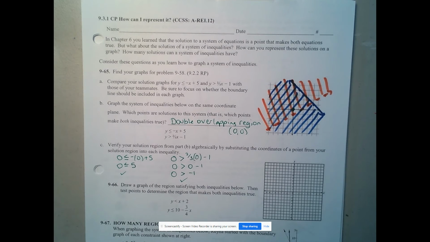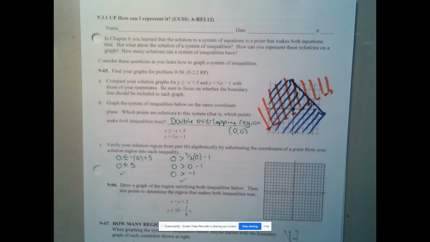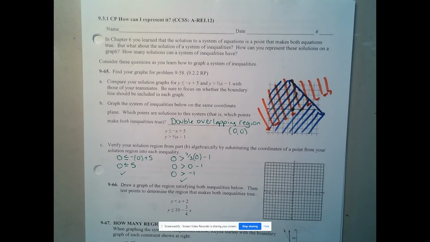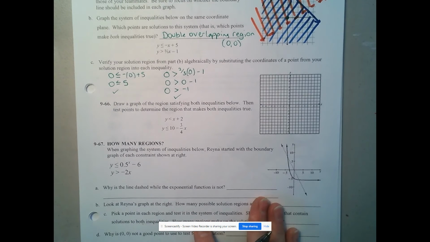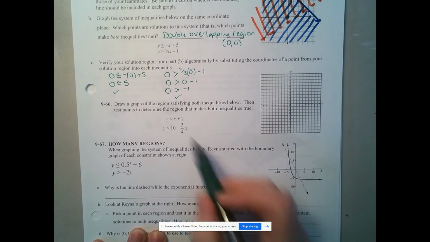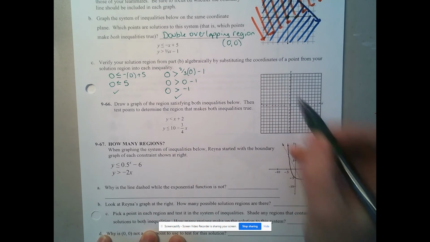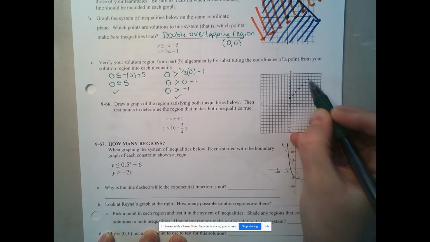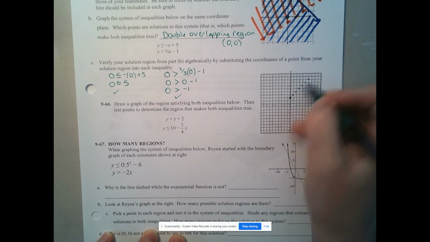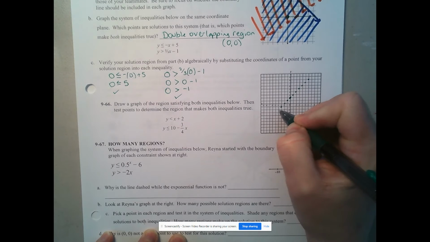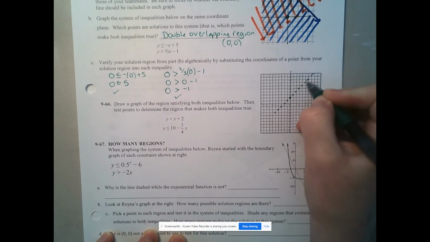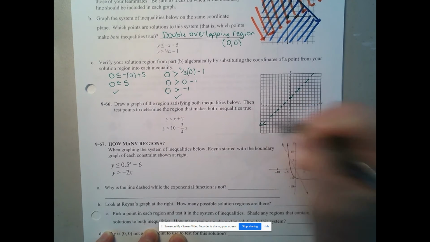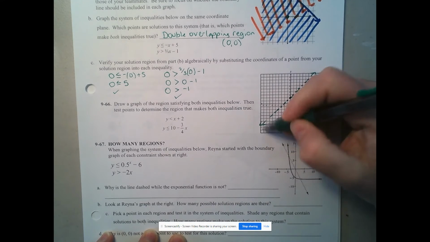We have to check it twice when it asks us to check algebraically because it has to satisfy both of the inequalities. Draw a graph of the region satisfying both inequalities below, then test points to determine the region that makes both inequalities true. So if we go with y is less than x plus 2, our intercept is 2 and our slope is 1. So that's an easy slope to draw, rise 1 over 1. And it's dashed because it is less than and does not have the equal to. And it is less than, so we go down.